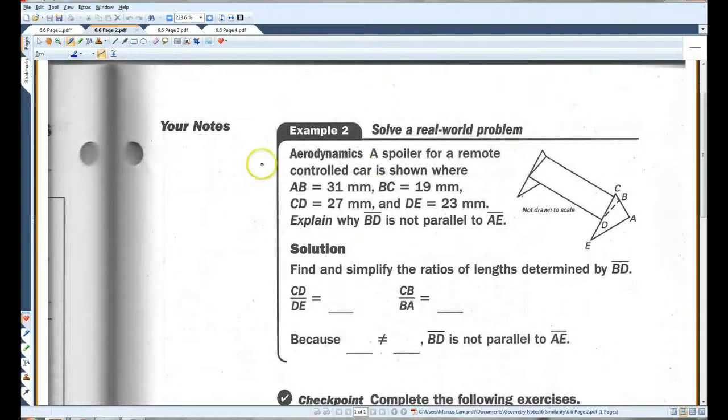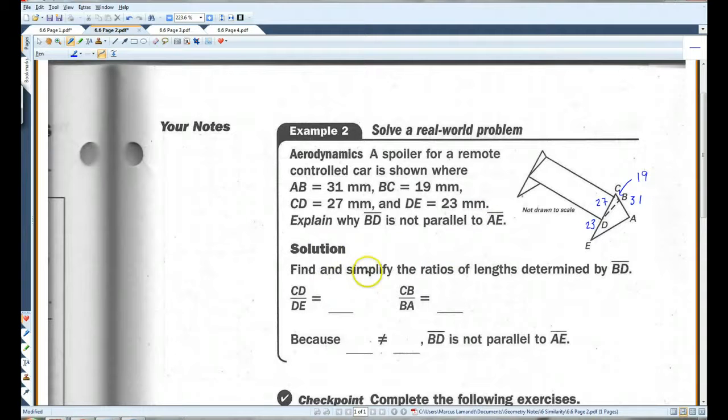A spoiler for a remote-controlled car is shown where AB equals 31 millimeters. I'll write this down. BC equals 19 millimeters. CD equals 27 and DE equals 23. Explain why BD is not parallel to AE.